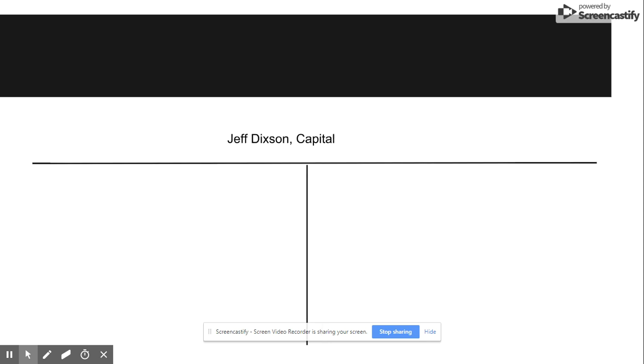So here is a capital account. We have Jeff Dixon Capital. Again, the debit side is the left side, the credit side is the right side. That does not change. For a capital account, the normal balance is on the credit side. So the credit side is the increasing side, and the debit side is the decreasing side.